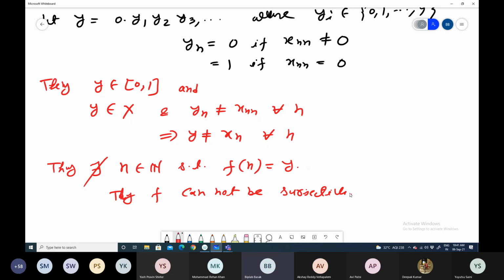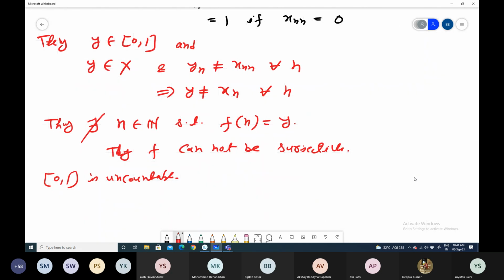Therefore, our assumption that [0,1] is countable is false. So [0,1] is uncountable. And as a corollary, you can say that R is also uncountable.